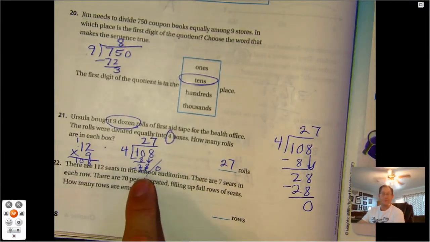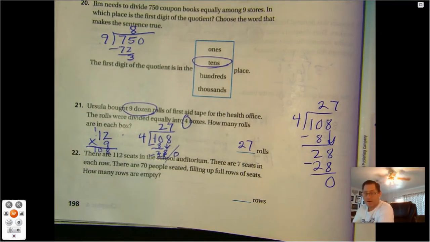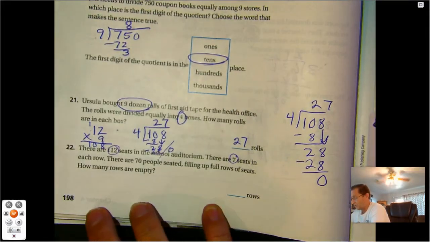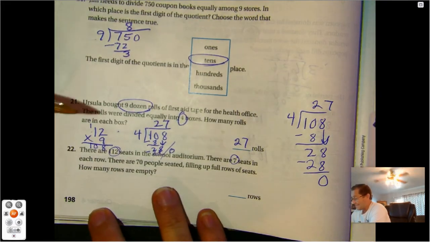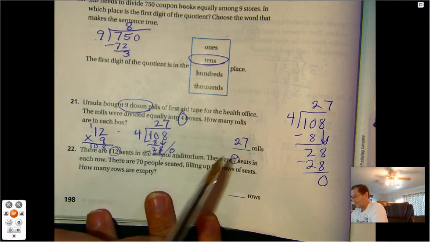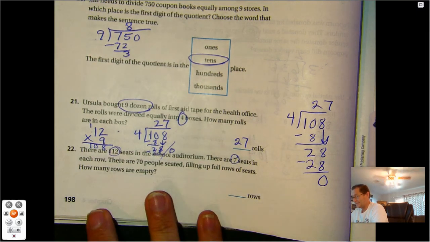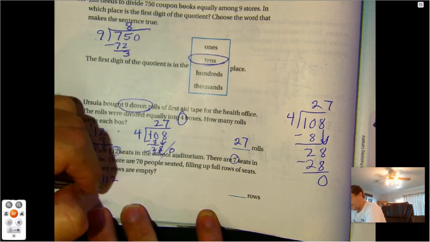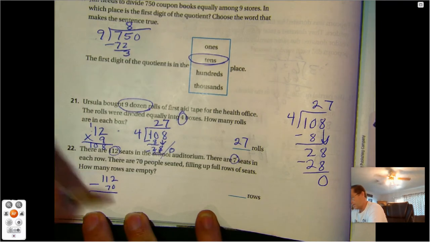All right, and 22. There are 112 seats in the school auditorium. There are 7 seats in each row. There are 70 people seated, filling up full rows of seats. How many rows are empty? There's 112 seats, 7 seats in each row. Well, first off, there's only 112 seats total. 70 people are sitting in those chairs right now. So how many available seats are there? 2 take away nothing is 2.